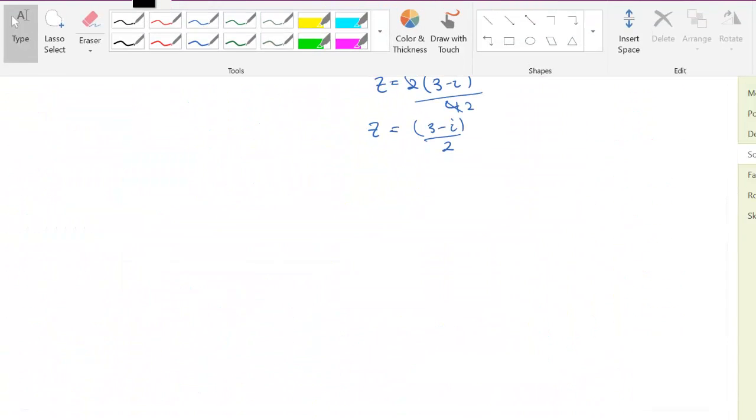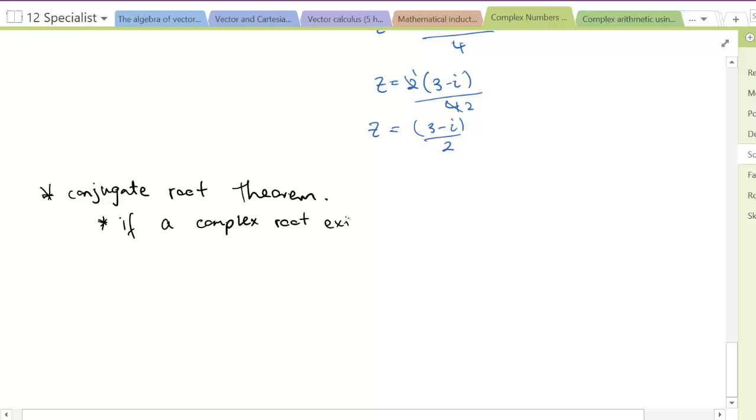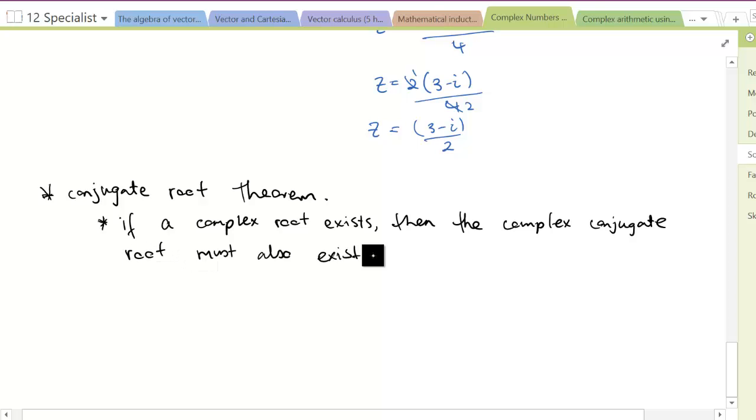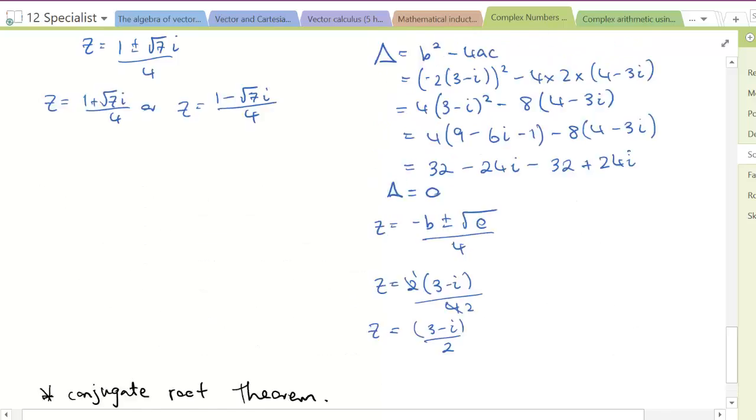Right. One last thing before we finish this lesson is I want to draw your attention to something called the conjugate root theorem. Now, what the conjugate root theorem says is that if a complex root exists, then the complex conjugate root must also exist. That is, if z is equal to a plus bi is a solution, then the conjugate a take bi is also a solution.